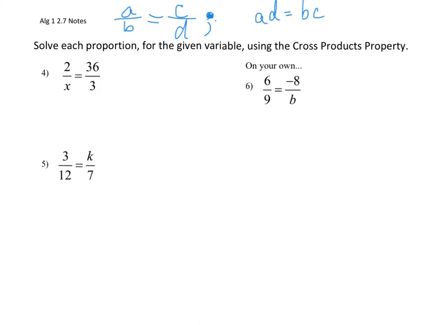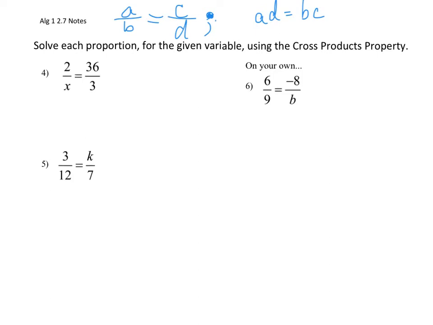In number 4, the instructions say to solve each proportion for the given variable using the cross products property. I've given you the cross products property up above: A over B is equal to C over D, and when that's the case, A times D is equal to B times C. We know that because of the cross products property. So we can use that to figure out some math problems here.